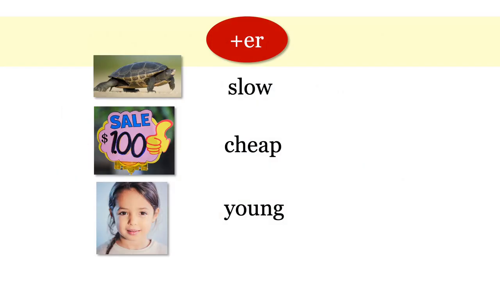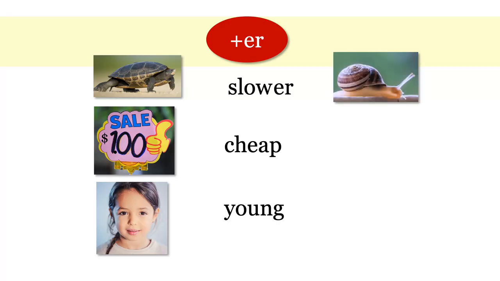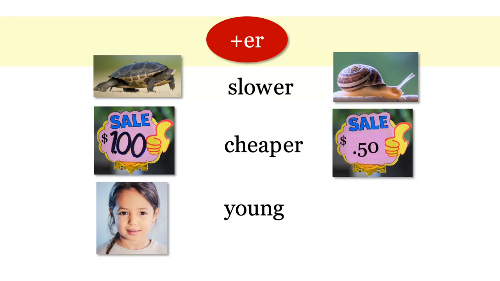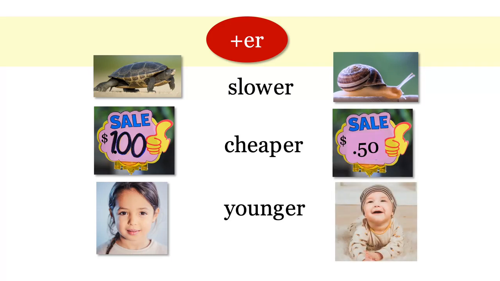For many adjectives, we just add er. So this turtle is slow, but this snail is slower. Cheap becomes cheaper, and young becomes younger.